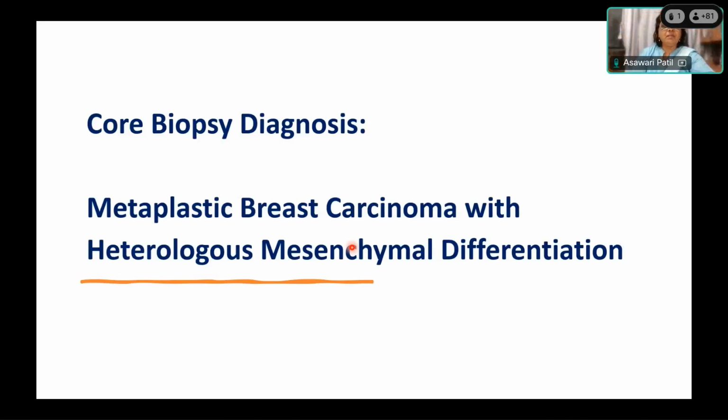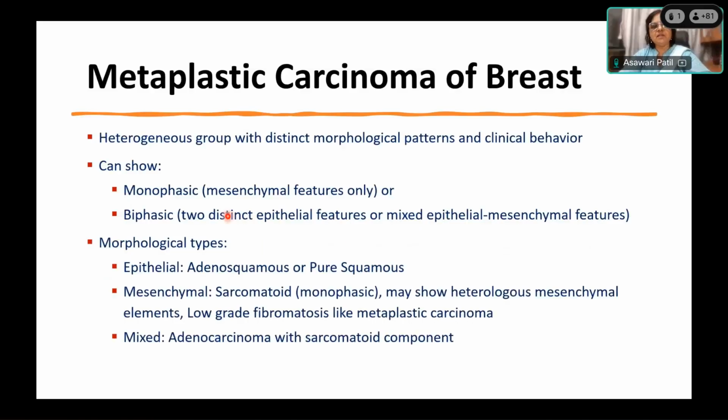So what are the types of metaplastic carcinoma in breast? I have written here. Start reading. It could be epithelial, mesenchymal, or mixed. It can be monophasic versus biphasic. When it is monophasic, usually it shows only mesenchymal features. Biphasic can have mixed epithelial, adeno and squamous, or it can have epithelial like adeno plus mesenchymal, that means sarcomatoid or spindle cell features. Is that clear to you?